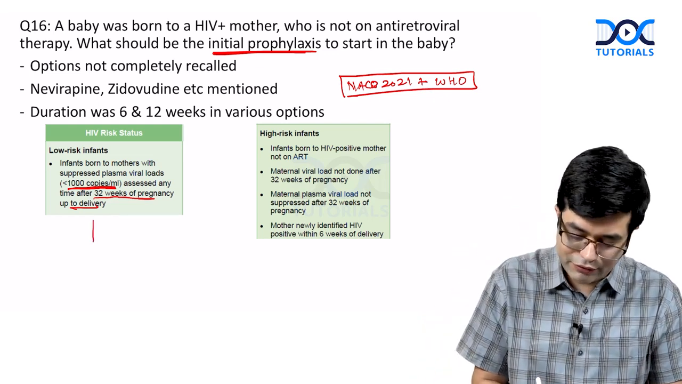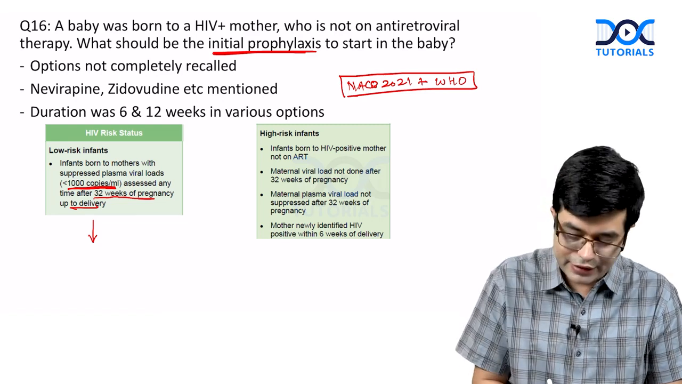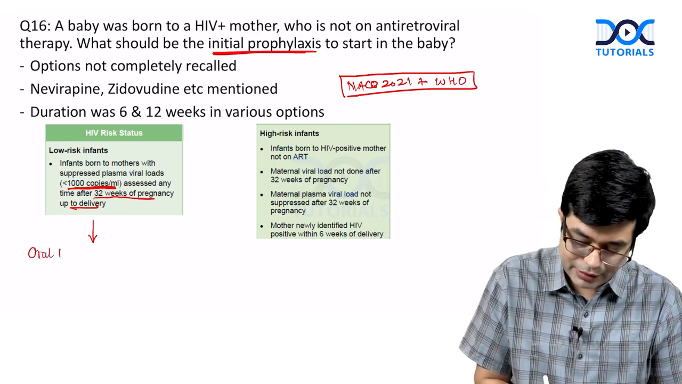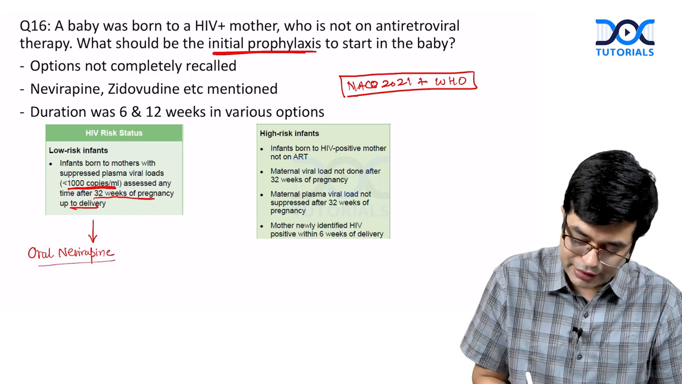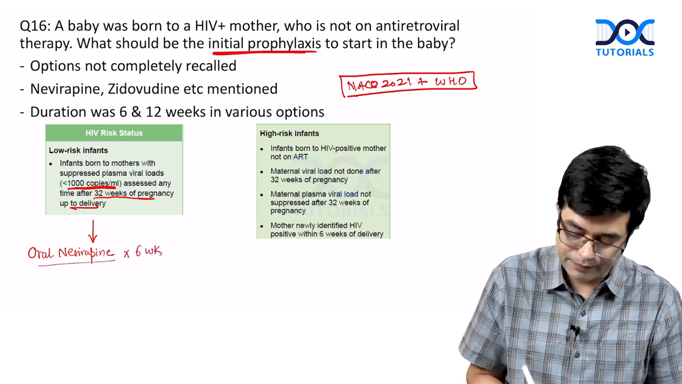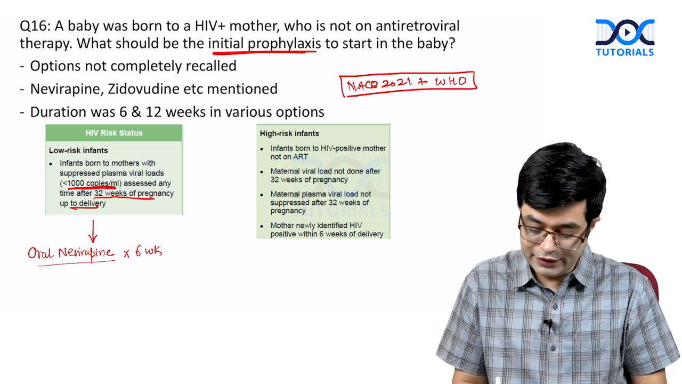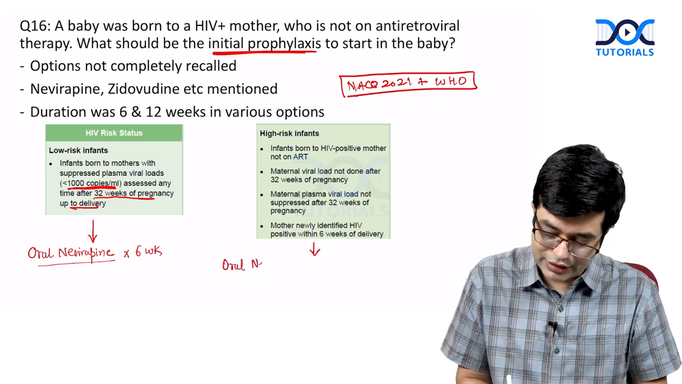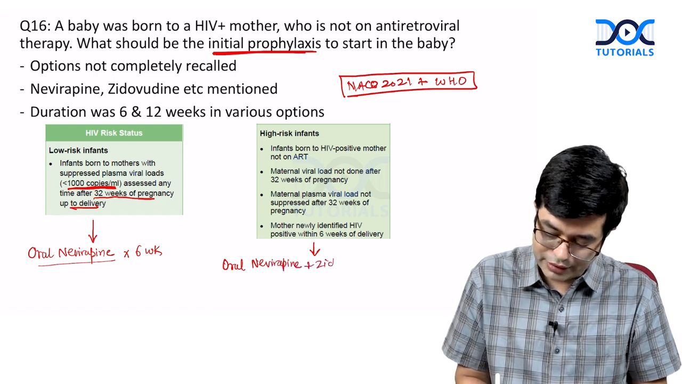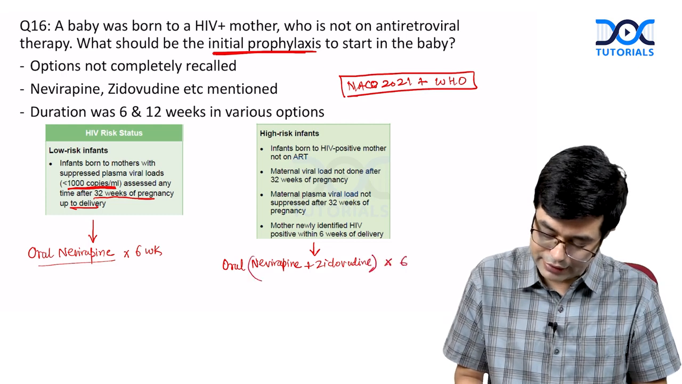In case of a low risk infant, according to guidelines, what do we give? We give oral nevirapine. We do not prefer zidovudine nowadays. Oral nevirapine will be given for 6 weeks. On the other hand, if it is a high risk infant, you will use a combination. You will use nevirapine along with zidovudine, which will be given for 6 weeks.